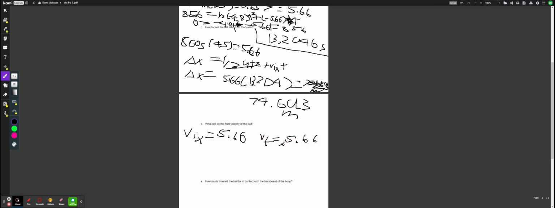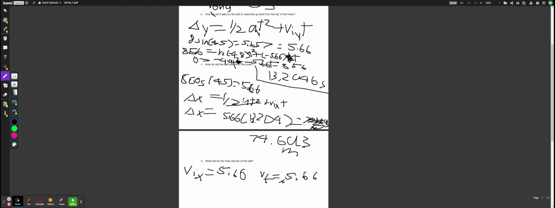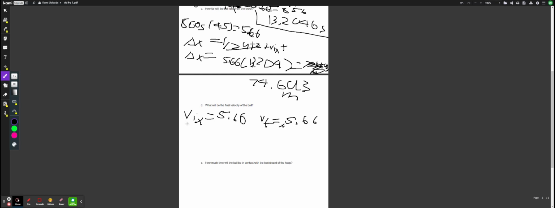However, there is acceleration in the y direction, 9.8. Therefore, the velocity in the y direction will not stay the same. And so how can we figure out velocity in the y direction? We use our formula, vf squared minus vi squared is equal to 2a delta y, in the y direction.